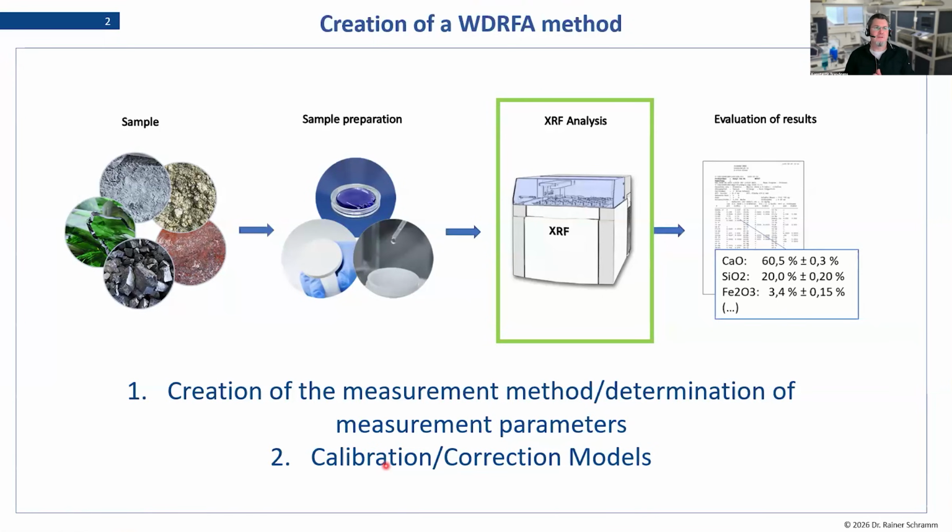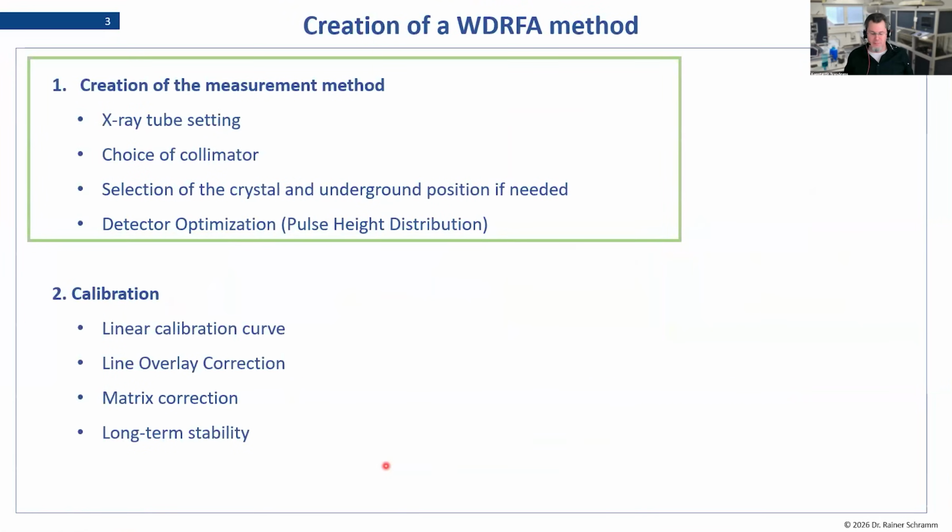So when it comes to the creation of an X-ray method, we always have to think about the measurement parameters, and that basically includes the setting of our tube, the collimator, the crystal, and the measurement positions on a wavelength dispersive unit, and also the detector optimization in terms of the PHD. You may have read that in one of your software packages, or it's sometimes also called PHA, for pulse height distribution or adjustment. So it's basically the controlling of the electrical part.